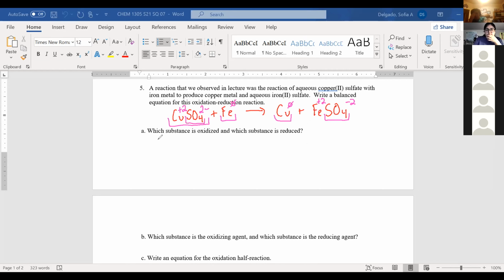Iron. Okay, and what else? Copper. Copper, right? So iron is going from 0 to iron 2 plus, and copper is going from copper 2 plus to copper 0. So which one is being oxidized and which one is being reduced? Iron became more positive, so it's being oxidized. Okay. So then by definition, copper is being reduced, right? Yeah, exactly. Does that make sense to everybody?